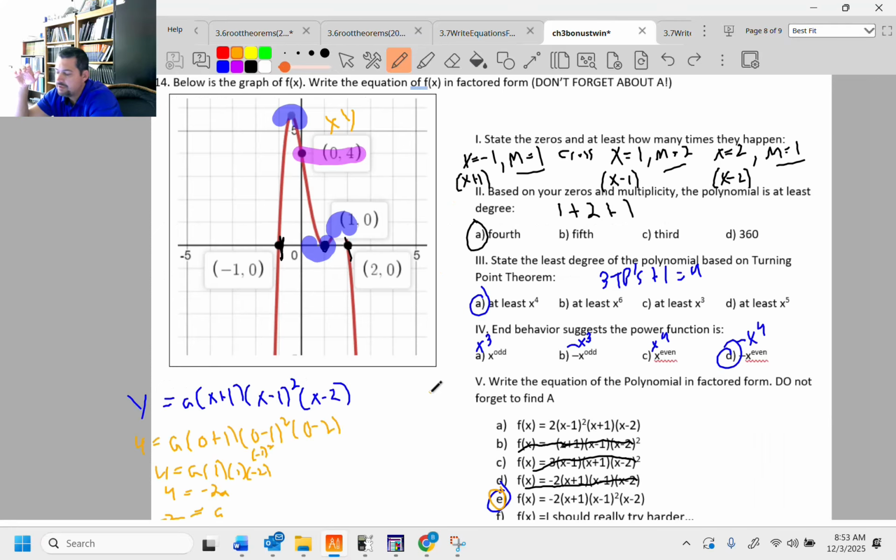That little section is worth 10 points on your test. This is 10 points out of 101.